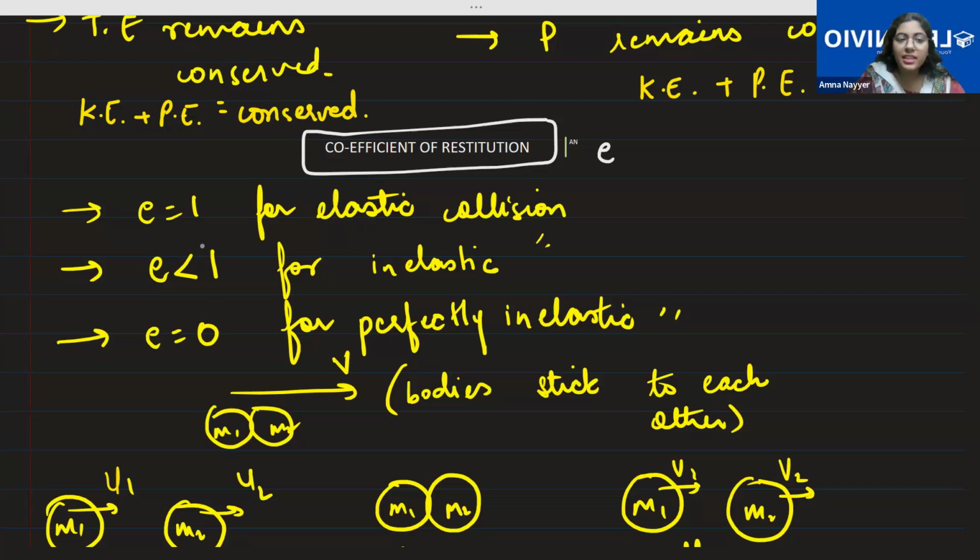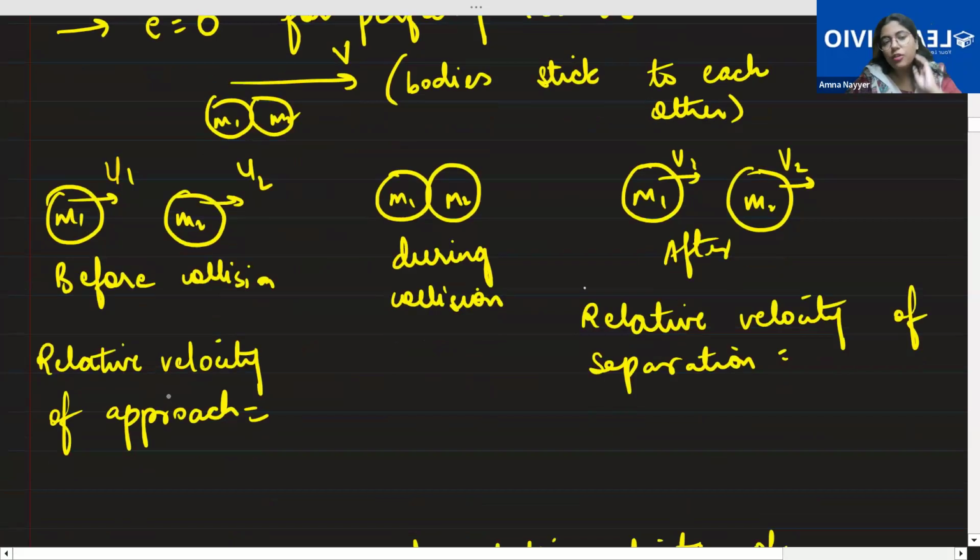Now see, if you are given these values, you should be easily able to identify which kind of collision is present. And amongst inelastic also, you should be able to identify which kind of inelastic is given, perfectly inelastic or imperfectly inelastic. When the bodies stick to each other, that is perfectly inelastic, and E is equal to 0 in that case. Now, what is this coefficient of restitution?